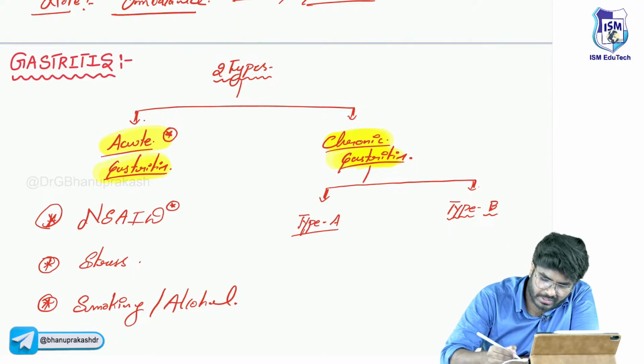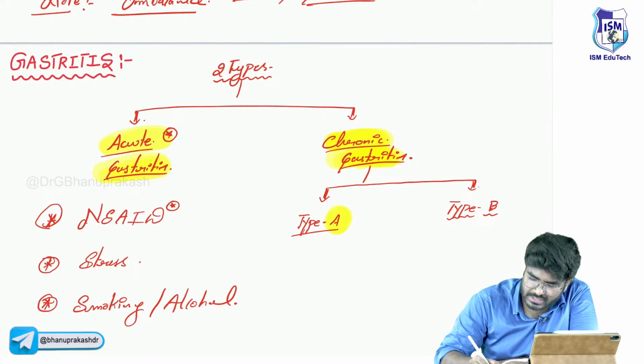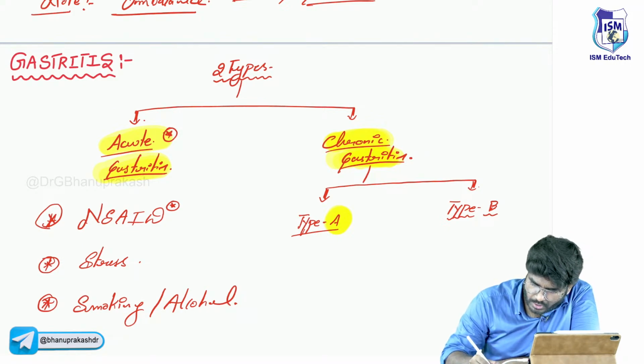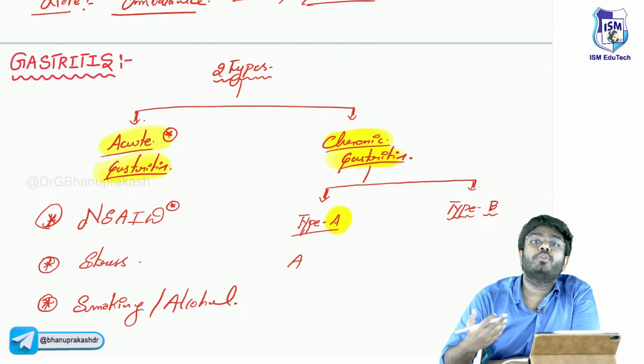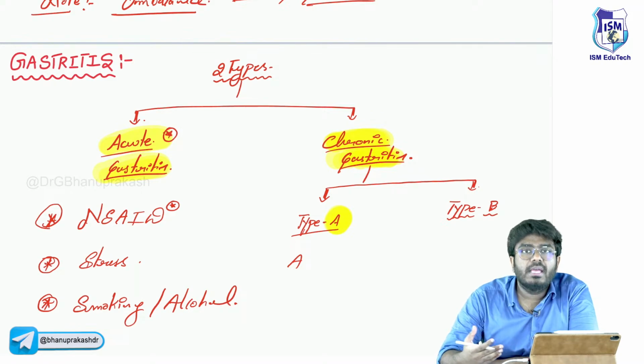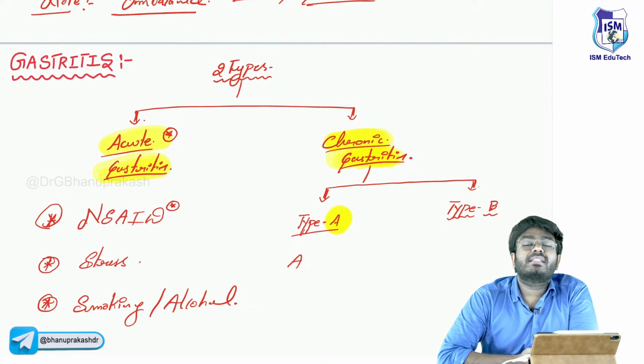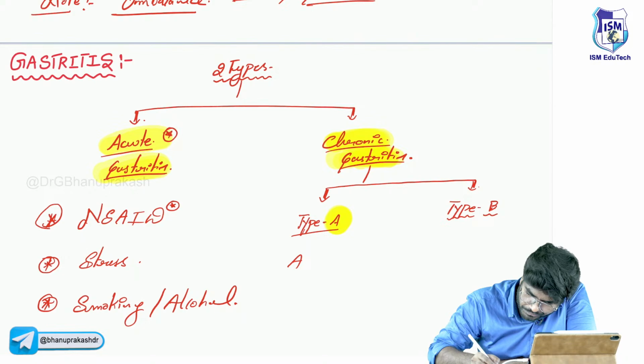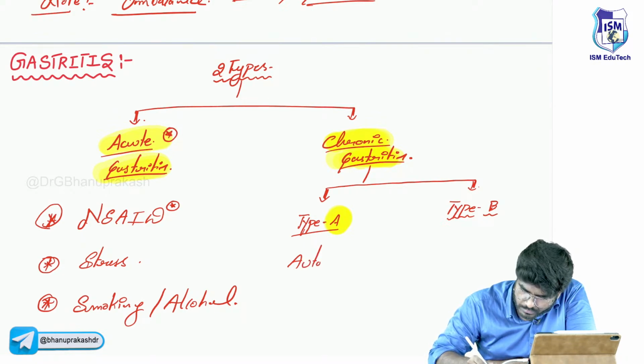I used to remember that type A always starts with the letter A. Type A gastritis is because of autoimmune damage. It's autoimmune gastritis, so autoantibodies are produced. These autoantibodies start to attack the gastric mucosa, leading to gastritis. So with autoimmune disease, it's not going to be there for 1 day or 2 days. It's going to be there for a longer duration. So chronic gastritis, autoimmune.